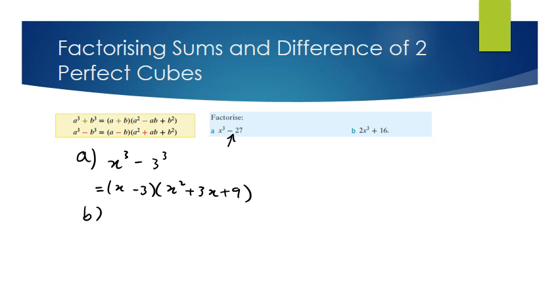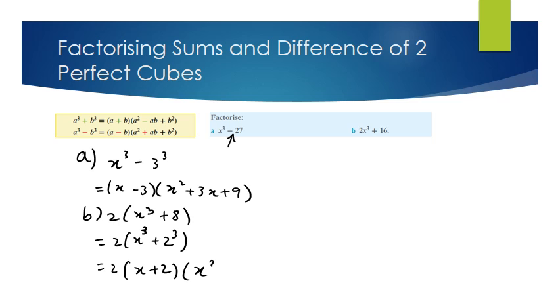Part B, do a similar thing, but you might notice you can factorize it first. So that we get x cubed plus 8, which then means we can change it to 2 cubed. Once we've done that, then write it out as above. So if you have a plus in the middle, then the first bracket is a plus, the second bracket is a minus.